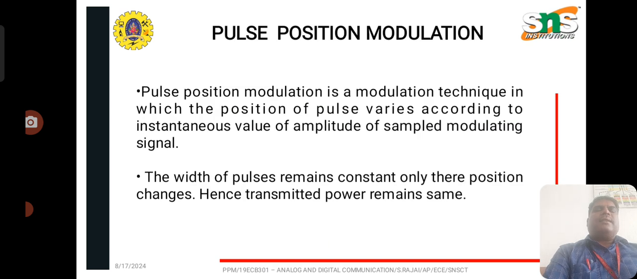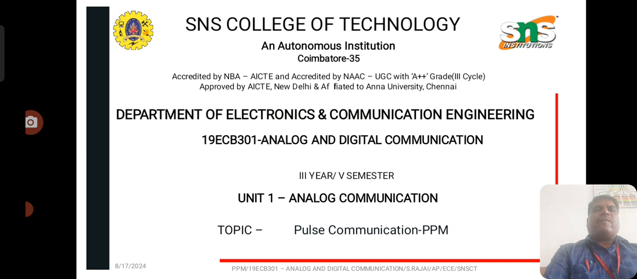Pulse position modulation is a modulation technique in which the position of pulses varies according to the instantaneous value of amplitude of the sampled modulating signal. The width of pulses remains constant, only their position changes. Hence, transmitter power remains the same.